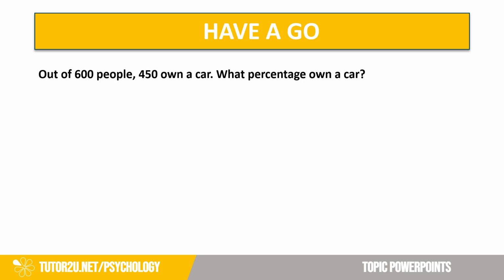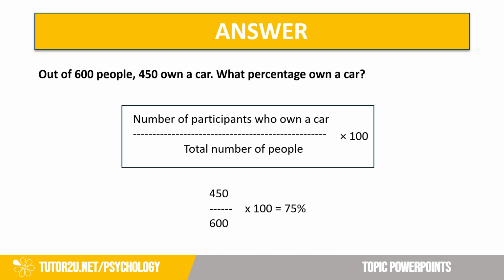So why don't you have a go now yourself? Out of 600 people, 450 own a car. What percentage own a car? If you wanted to have a go, pause the video now and then we'll go through the answer. So the answer you should have here is 450 over 600, that was the total, times 100, and we should have 75% own a car.